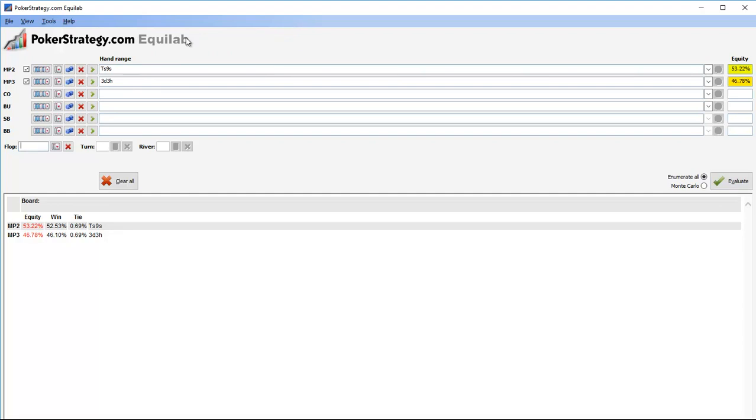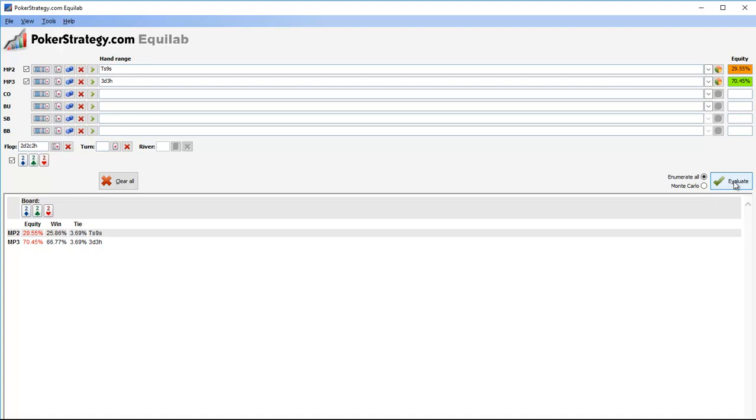So we can say, well, what if it's a blank flop? Okay, so here's a totally blank flop. So deuce, deuce, deuce. And in this case, of course, the pocket threes are now the favorite. 10-9 suited is going to have to pair. So it's got about 30% equity. It's going to win approximately 30% of the time. So those are equivalent ways of saying it.